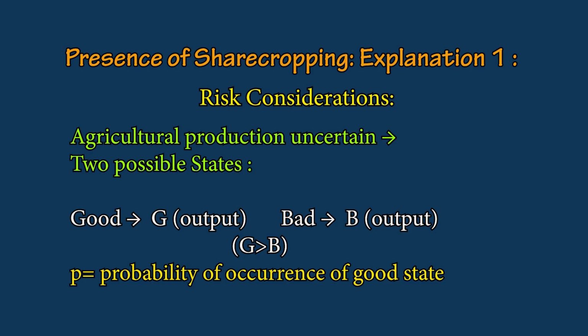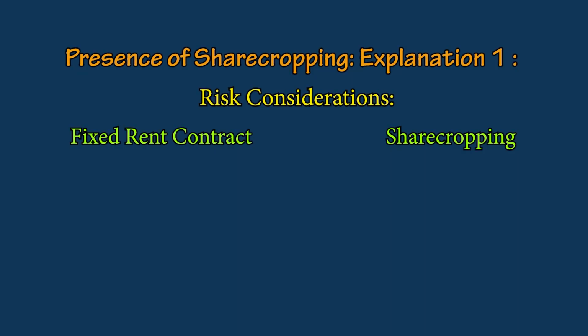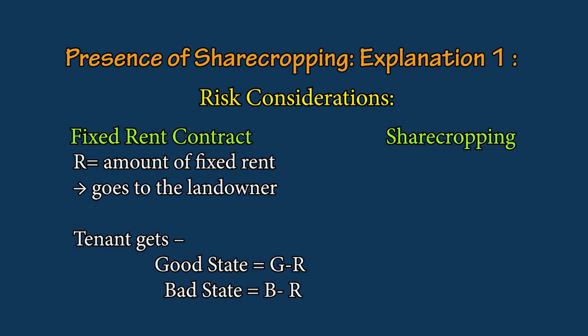The good state produces an output represented by capital G. The bad state produces an output represented by capital B, and obviously G is greater than B. Let us further assume that P is the probability of occurrence of the good state. So, given these assumptions, let us now try to compare the fixed rent contract and sharecropping. Let us start with the fixed rent contract. Suppose capital R represents the amount of fixed rent that goes to the landowner. So, if the good state occurs, then the tenant receives G minus R. On the other hand, if the bad state occurs, then the tenant receives B minus R.